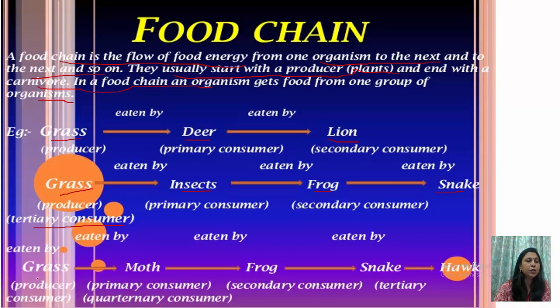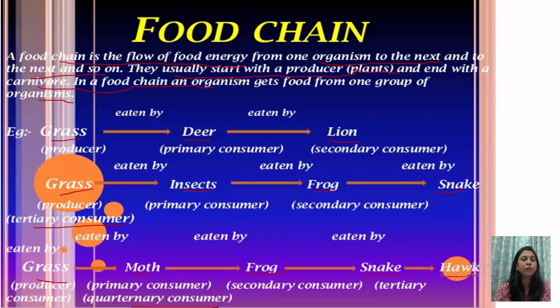In this food chain, grass is the producer. Moth is the primary consumer. Moth is eaten up by the frog, which is a secondary consumer. Frog is eaten up by the snake, which is a tertiary consumer. And snake is eaten up by the hawk, which is a quaternary consumer. Quaternary consumer means consumer of the fourth level.